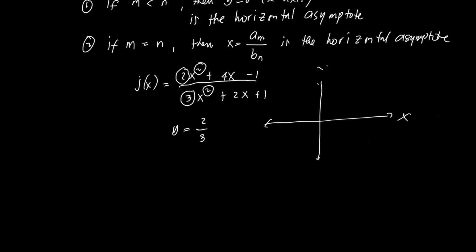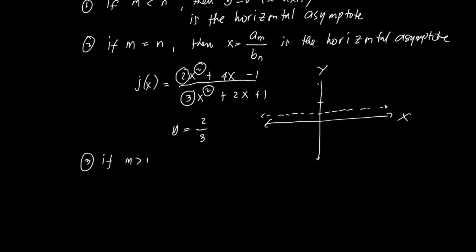So if this is our graph, this is our x, this is our y, then locate 2 over 3. This is 1, 2 over 3 is somewhere here, so we will have a horizontal asymptote. And the graph approaches it but never touches it. That's the horizontal asymptote.